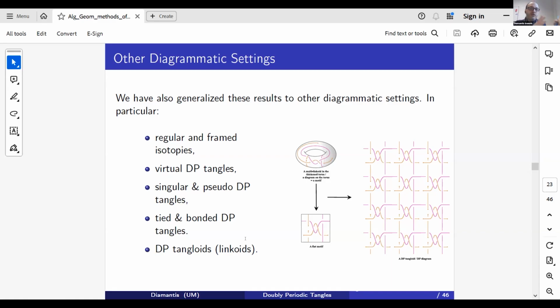So we have the same theory for DP tangloids, as we call them. And we also constructed the Kauffman bracket polynomial for DP tangloids, which is almost the same as Grishanov's, but we did it in a slightly different way, which has a more geometric flavor. Anyway, I don't think that I will reach that point, but I'm just mentioning it.